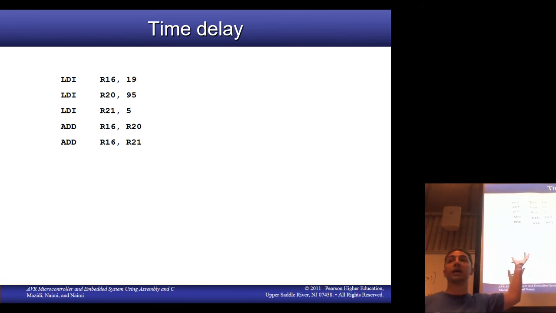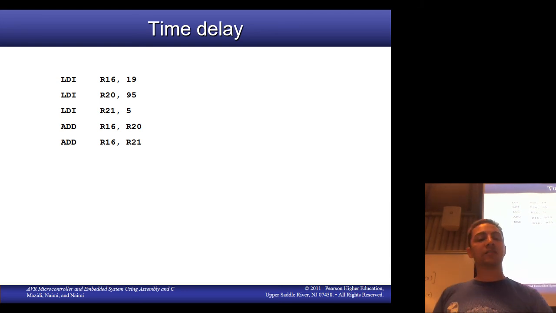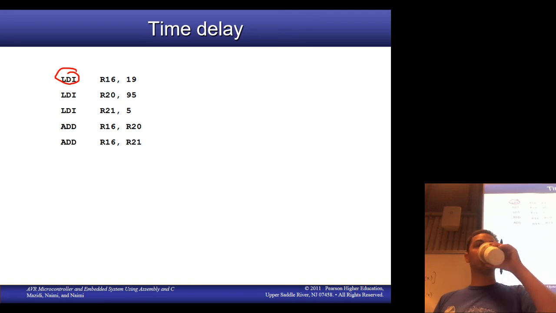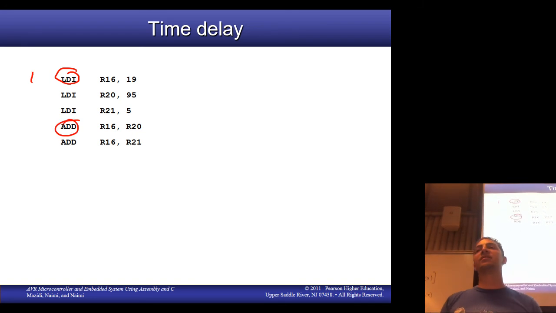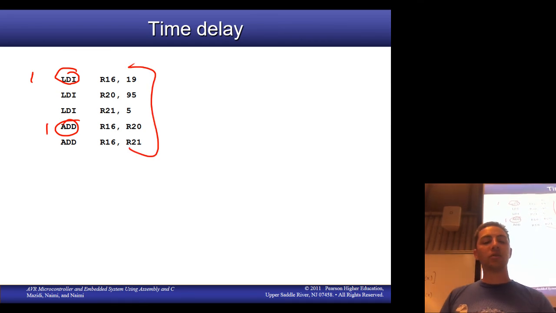This is in the time delay code, but it doesn't happen instantaneously. It does take some amount of time. Someone please look up, tell me how many cycles LDI takes. You think 2? I've got 1, 2, and 3. The answer is 1. It takes 1 cycle. What about add? How many cycles does that take? It also takes 1.